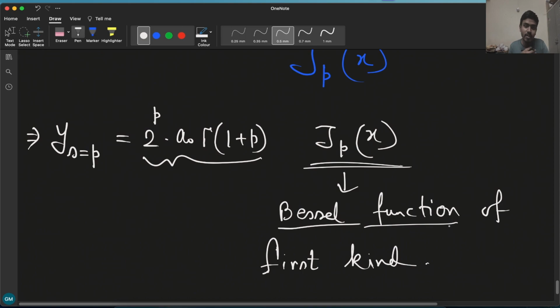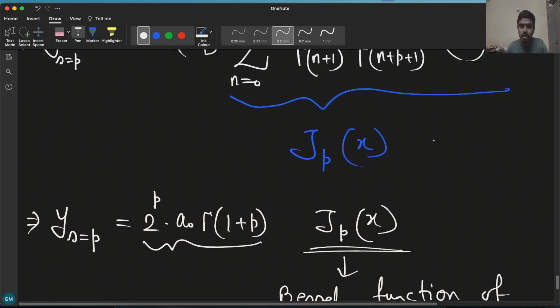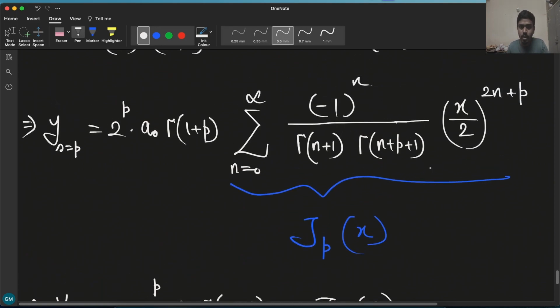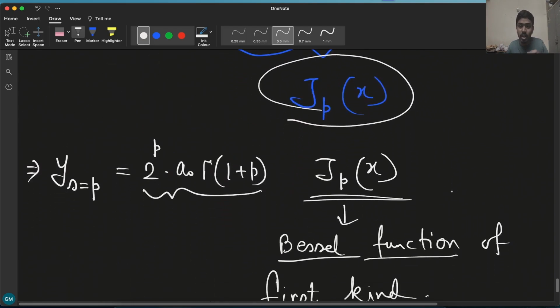Remember when we derived the solution of the Legendre differential equation, there we called them the Legendre polynomials, because those were not infinite series. We were truncating the infinite series. Here what we have is basically an infinite series, n going from 0 to infinity. So this J_p(x) has an infinite number of terms. That's why we are calling it a Bessel function instead of a Bessel polynomial. It is not a polynomial.